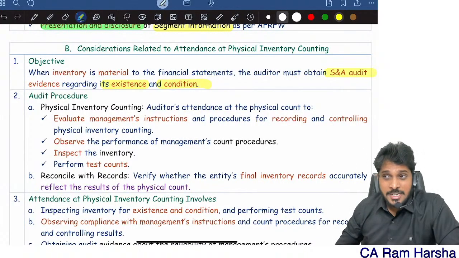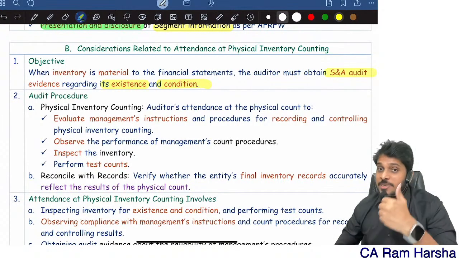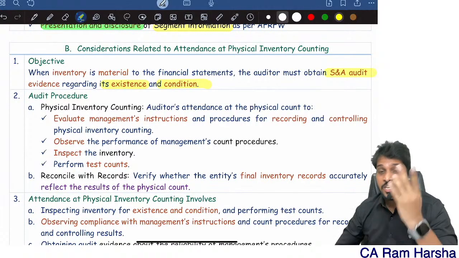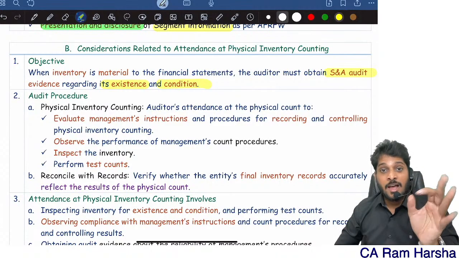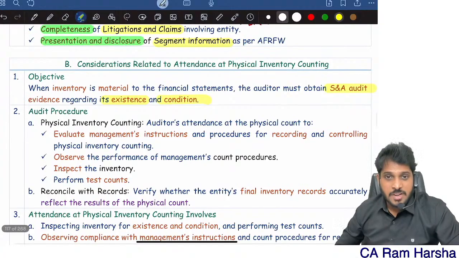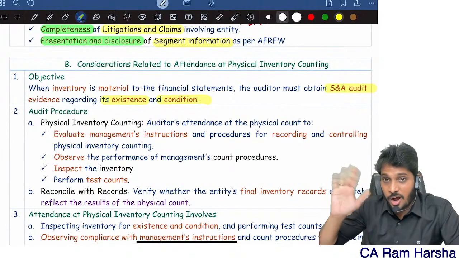When the auditor is attending physical inventory counting, he needs to obtain evidence on what? Option A, existence and condition. Option B, valuation and condition. Option C, valuation and existence. Option D, existence, condition, and valuation. Option A: only existence and condition of inventory. Valuation of inventory, whether correct or not, accounting standard is already there and we verify the accounting standard. So we are not bothered about valuation.